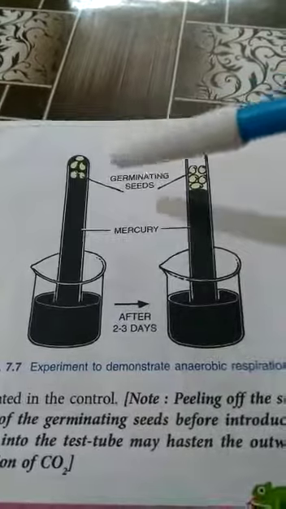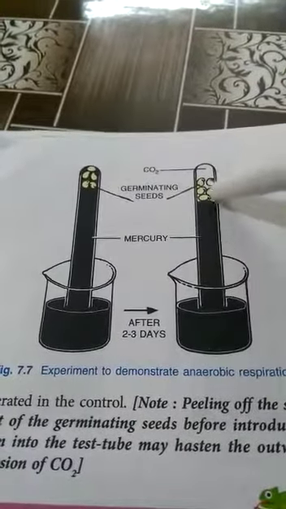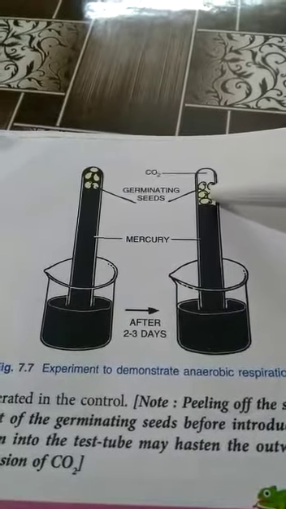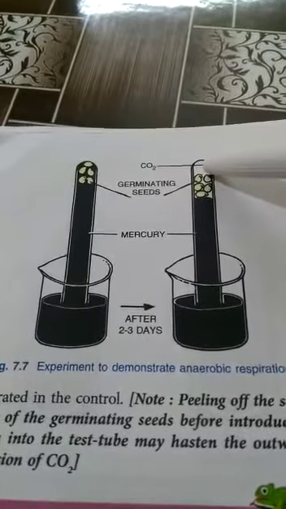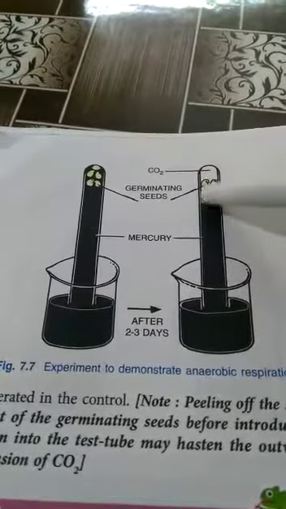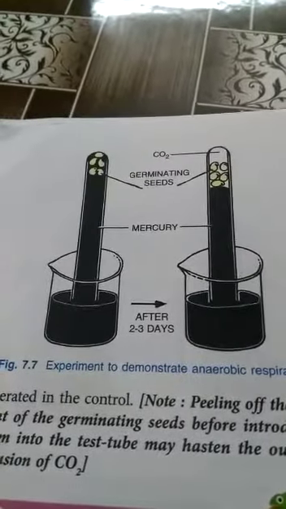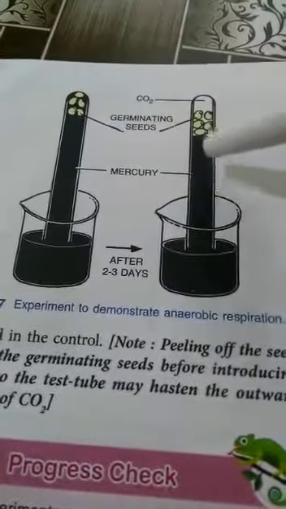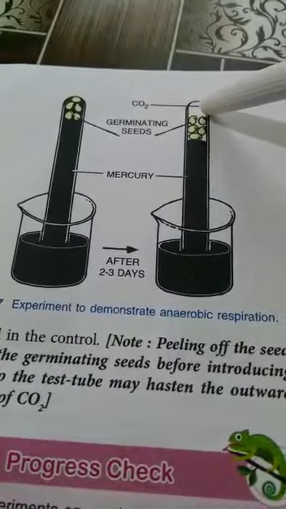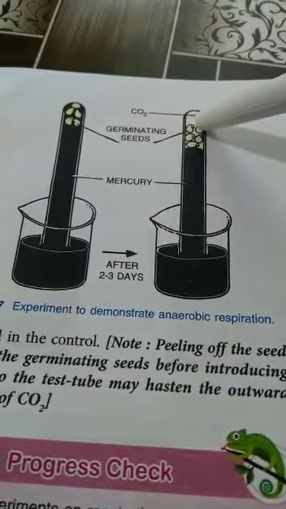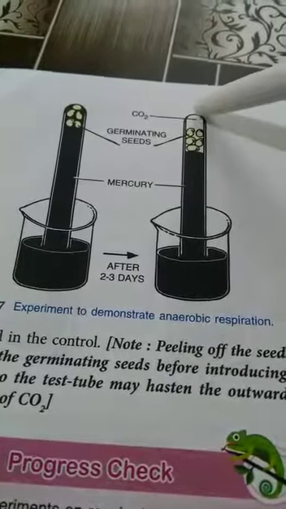After a few hours, we will see that the level of mercury falls down. The level of mercury falls because when these seeds respire, they produce carbon dioxide. This carbon dioxide will push the mercury downward. Now we can check whether it is carbon dioxide or not. We can check it with potassium hydroxide. When we insert a glass tube containing potassium hydroxide, it will absorb carbon dioxide from it. When the carbon dioxide is absorbed, the level of mercury will rise again.